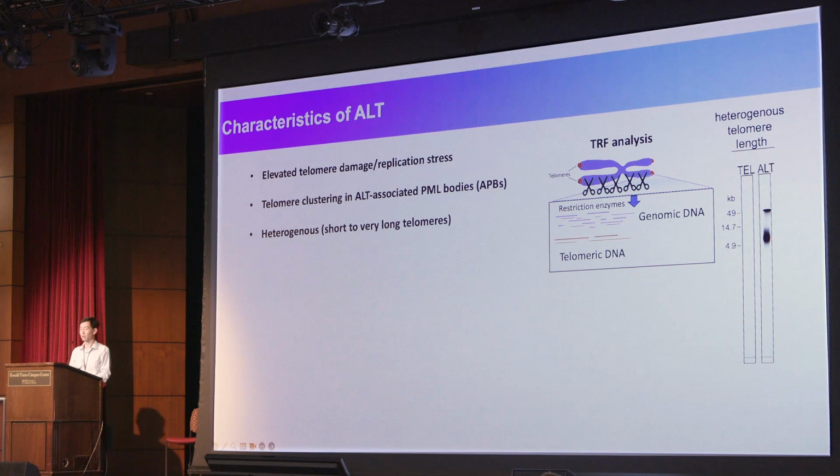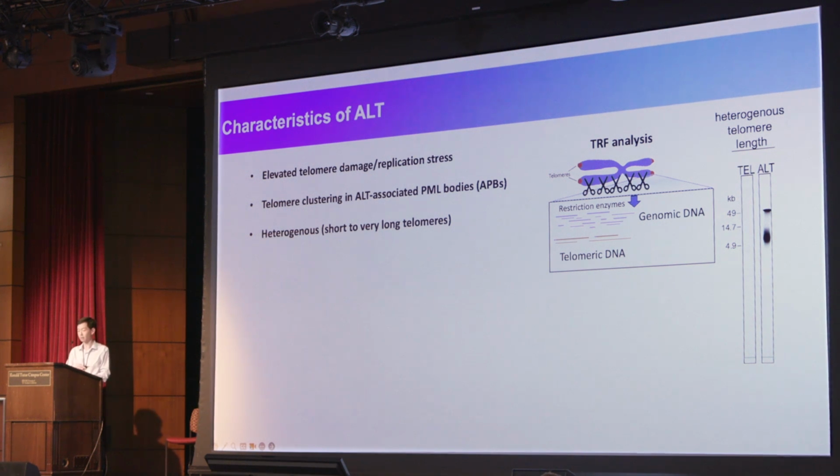Additionally, telomeres are very heterogeneous in ALT cancers, where you have very long to very short telomeres. This is visualized using a Southern gel where you digest genomic DNA using restriction enzymes. But because telomeres lack these restriction enzyme sites, these restriction enzymes do not cut in the telomere, and then you can indirectly visualize telomere length.